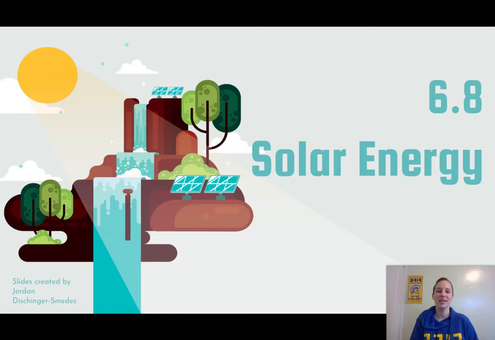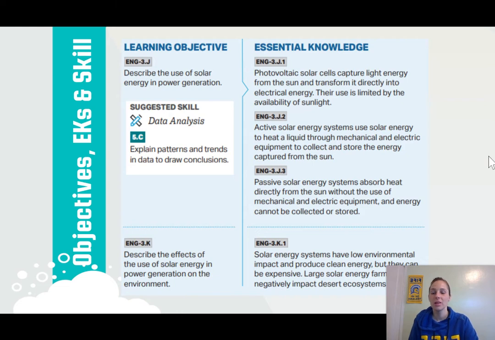Hey y'all, today we'll be covering section 6.8, which is about solar energy. The learning objective for today is that you can describe the use of solar energy in power generation and that you can describe the effects of the use of solar energy in power generation on the environment.